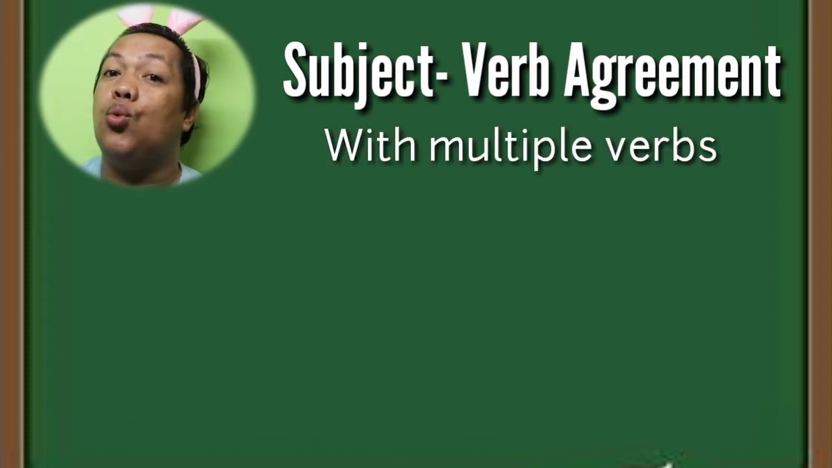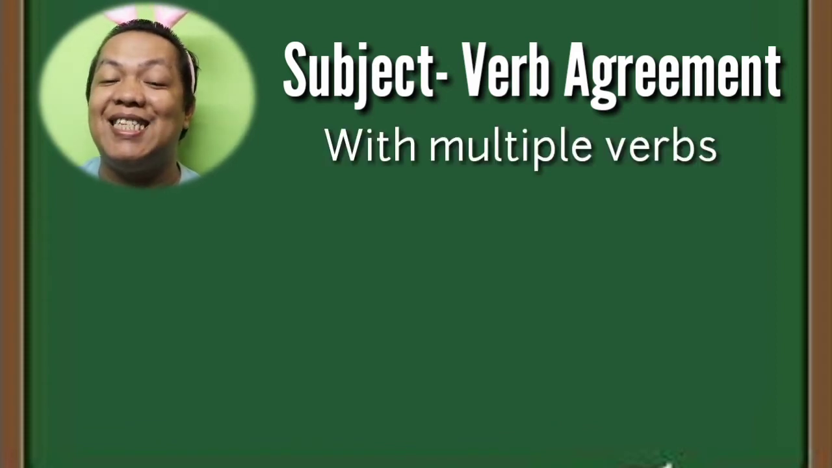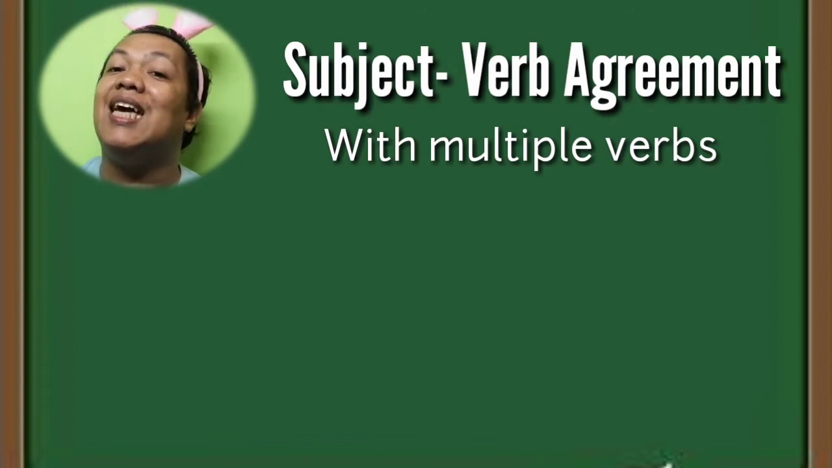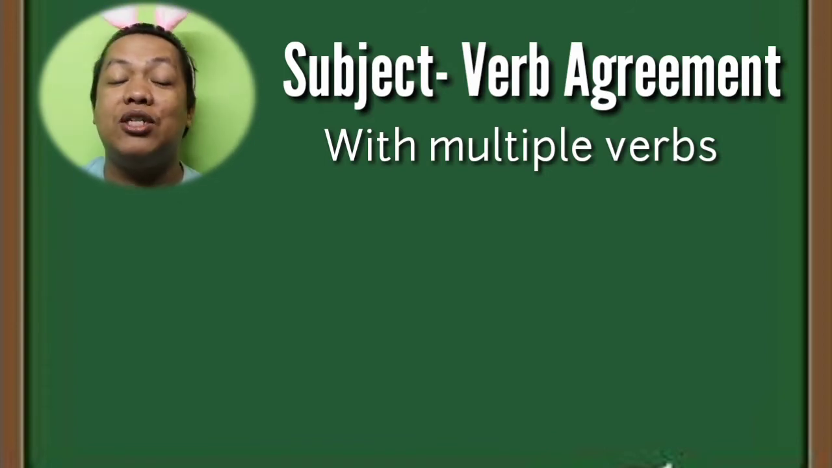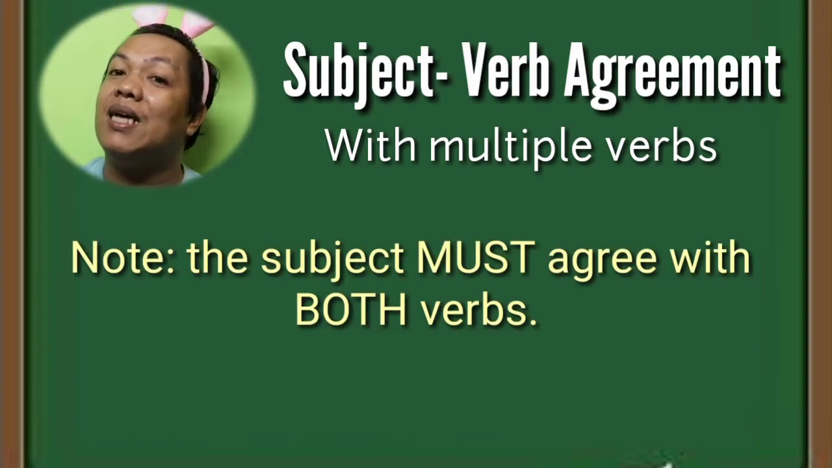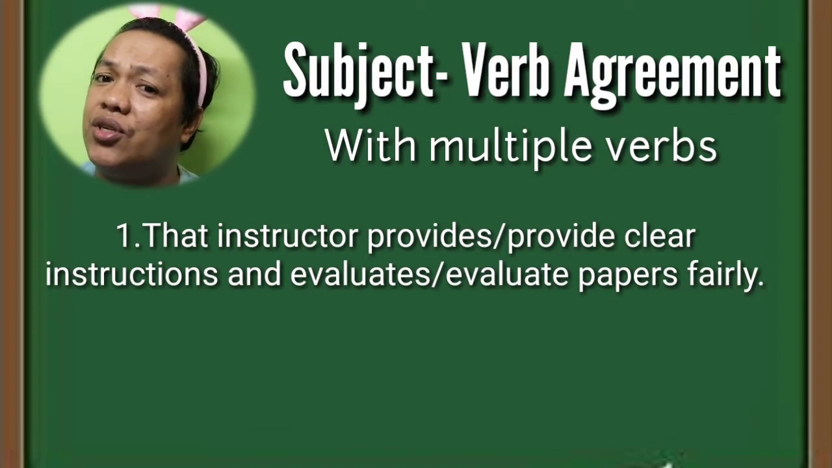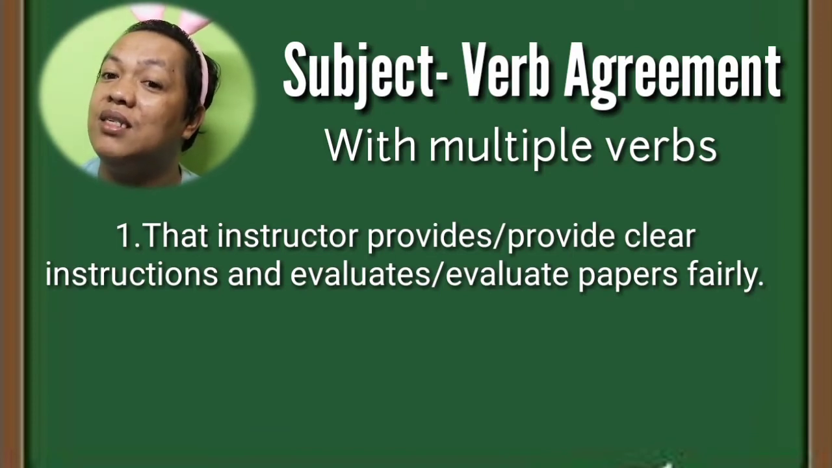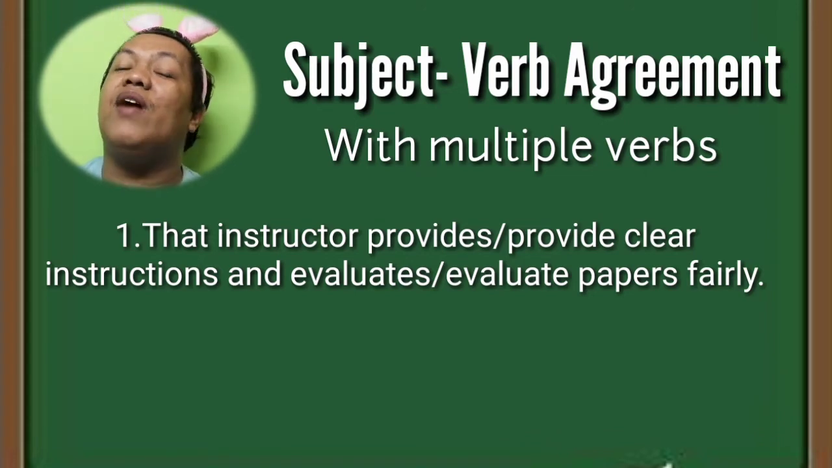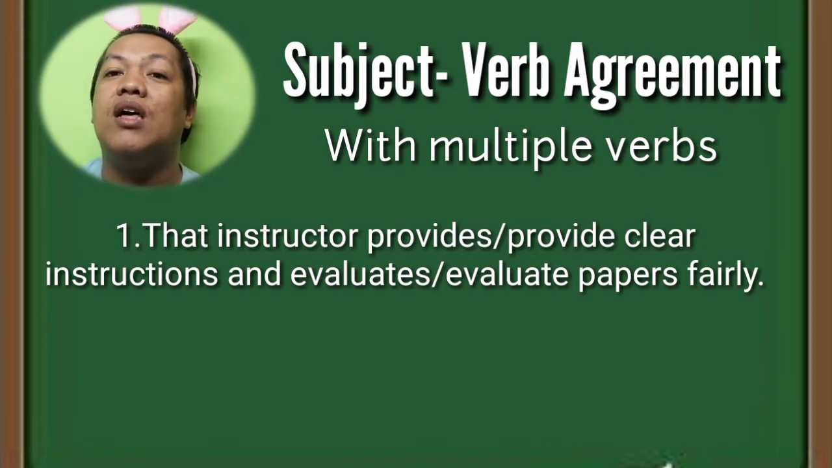Let's move to subject-verb agreement with multiple verbs in the sentence. Again, look at your screens. Example number 1. But try to remember that the subject must agree with both verbs. Sentence number 1: that instructor provide clear instructions and evaluates papers fairly. So we have multiple verbs in the sentence.